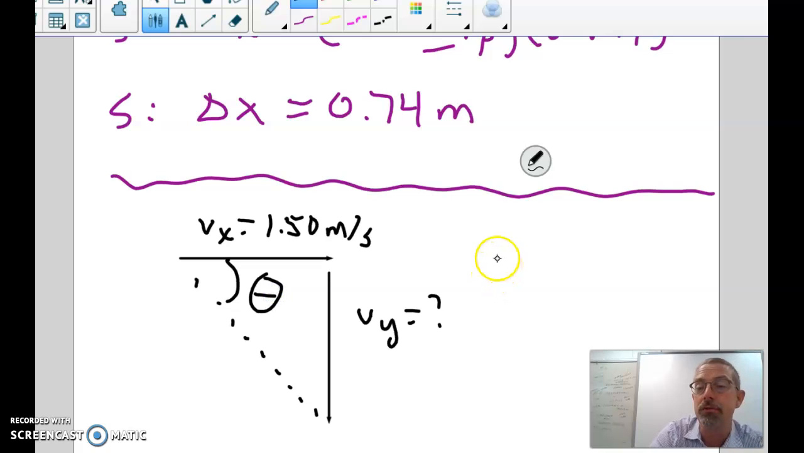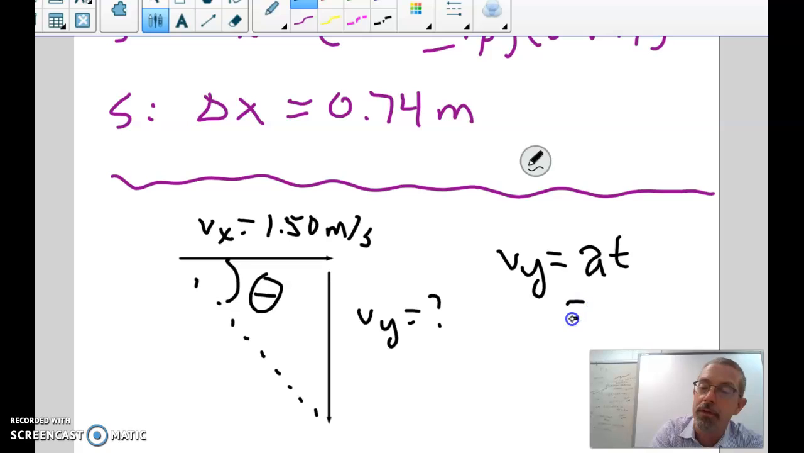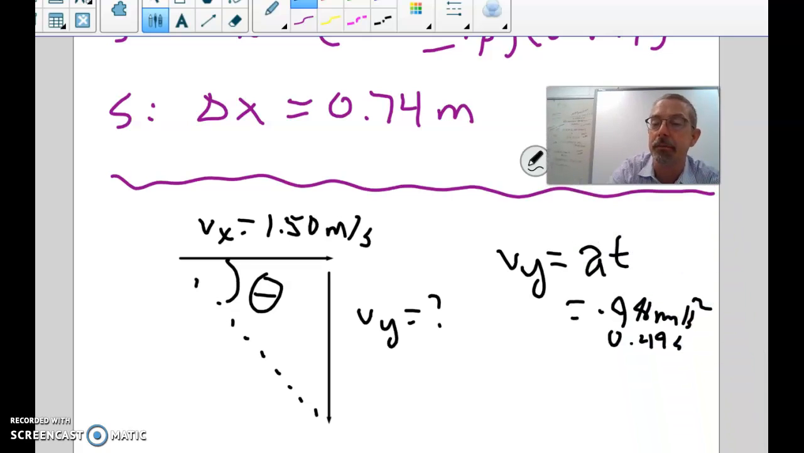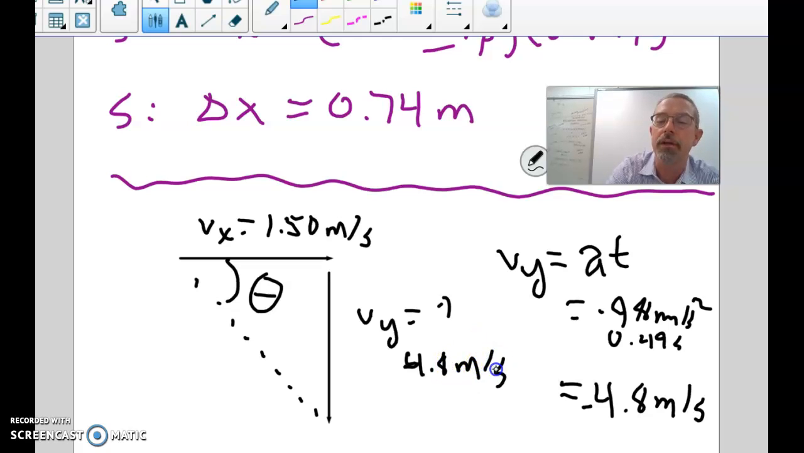Okay, so I do know that I've got an equation to figure out what Vy is. Since there's no initial velocity in the y direction, it is simply acceleration times time, or in this case, negative 9.8 meters per second squared times my time of 0.49 seconds. That ends up being a velocity of 4.8 meters per second, and in this case it's in the negative y direction. So I can eliminate that and say that my velocity equals 4.8 meters per second in the negative direction.